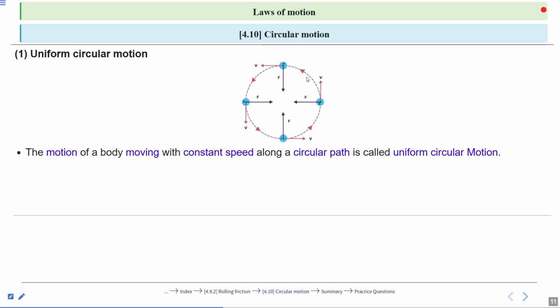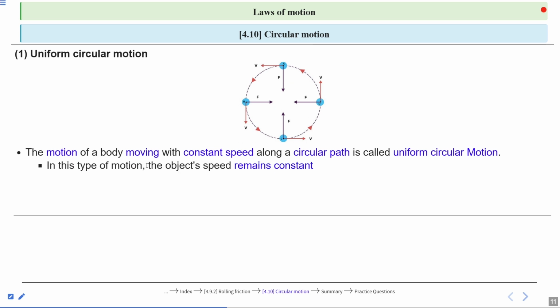Here in this diagram, the path is a circular path. When an object moves from point A to point B, then point B to point C, and point C to point D, then again from D to A, the path is circular and the speed of the object is constant. So we can say the motion is a uniform circular motion. The condition is that the speed of the object should be constant. Only speed. We know speed is a scalar quantity.